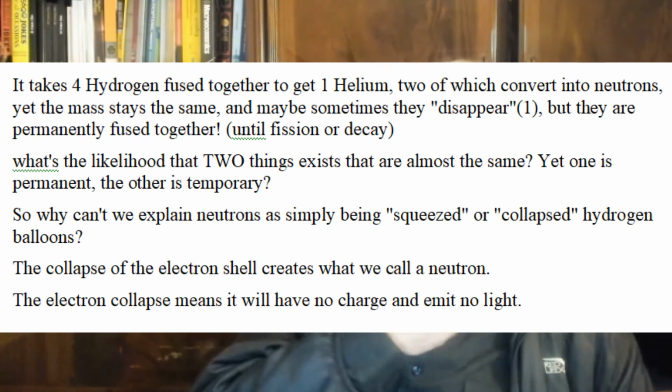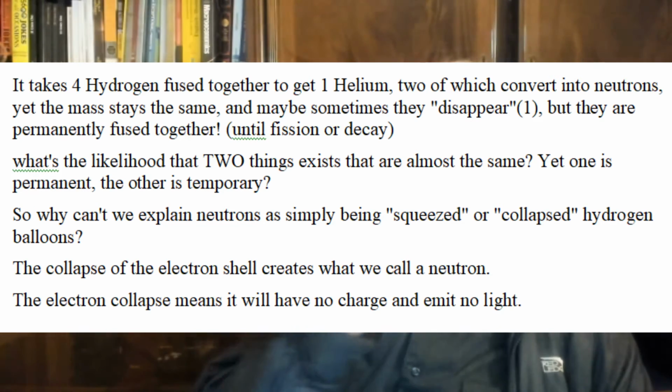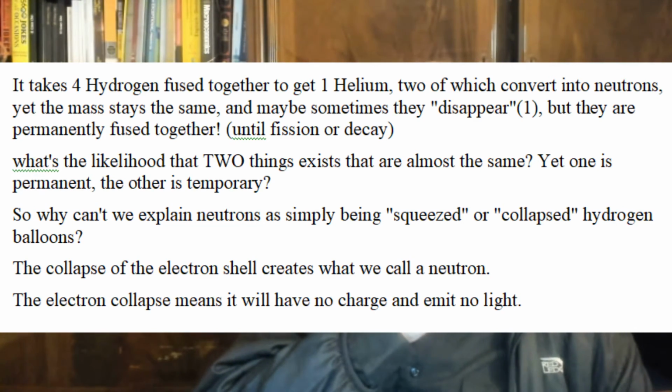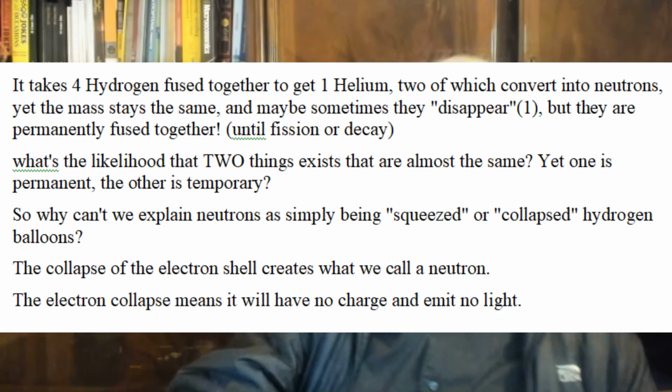So one of the two says, why can't we explain neutrons as simply being squeezed or collapsed hydrogen balloons? And I don't know if this was also from Monkey. Maybe I'm using his words here. The collapse of the electron shells creates what we call a neutron. The electron collapse means it will have no charge and emit no light. That's the model that I'm proposing.